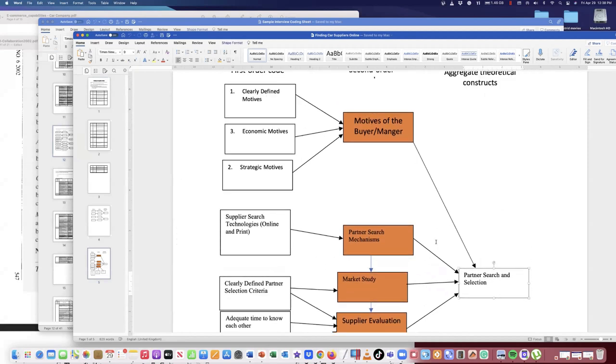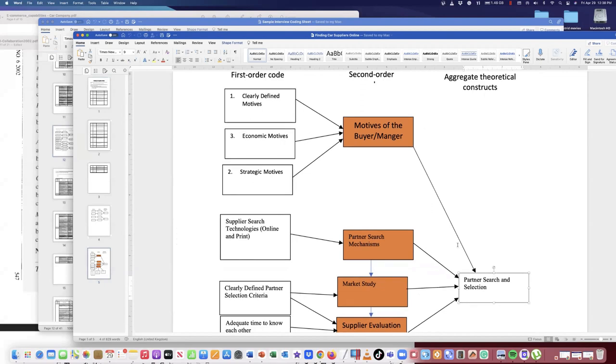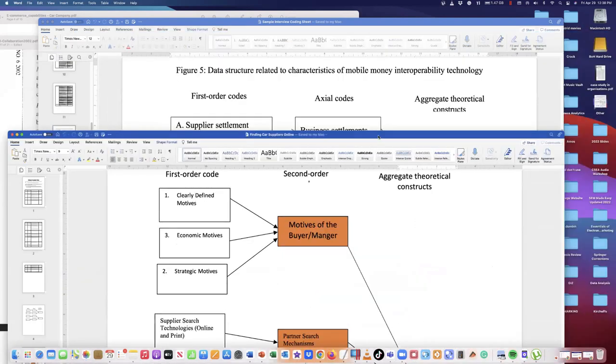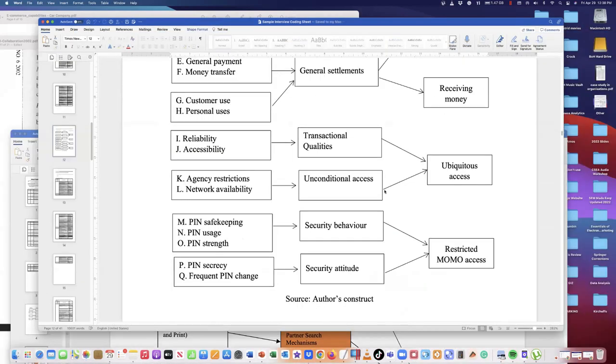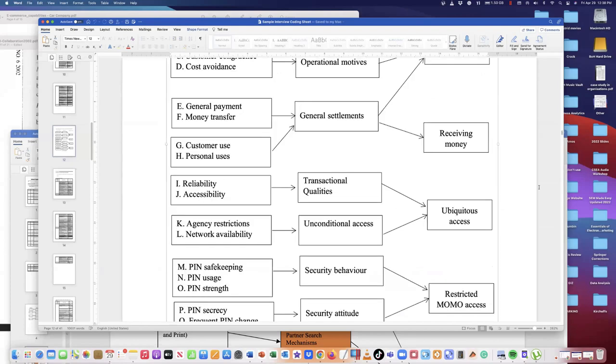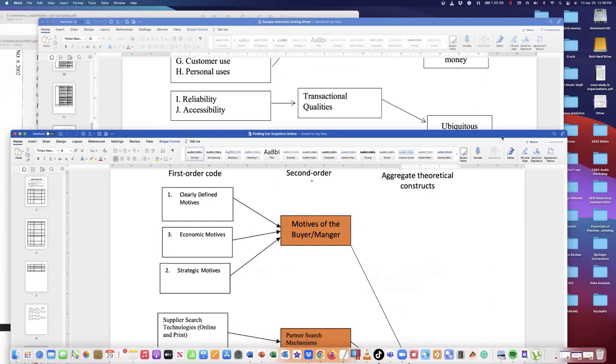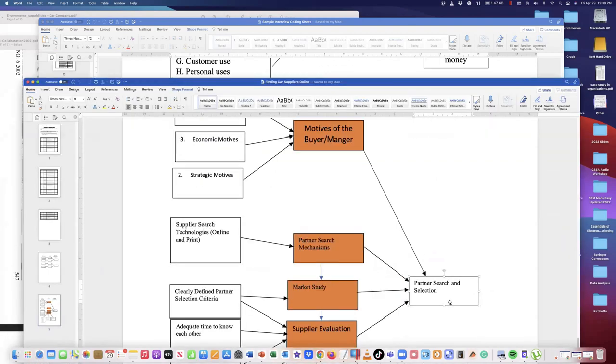That's the homework I'm giving you. I'm giving you this model. Go and redraw it to look like what Joseph has done here. But we want you to look and then number it. And we want you to give us two outcomes, partner search and partner selection.